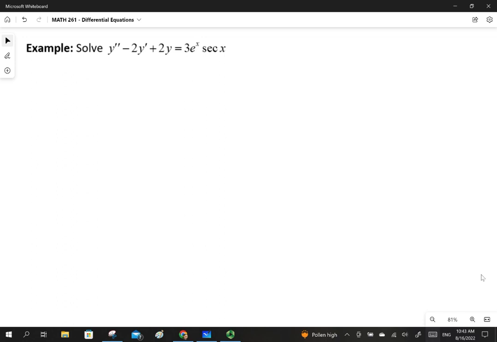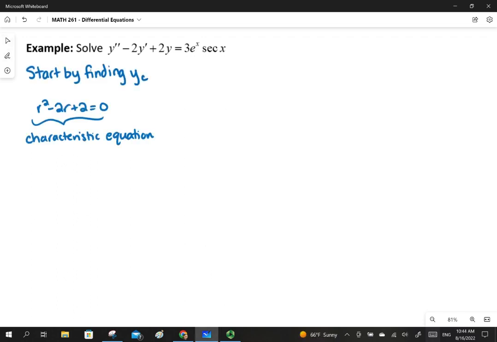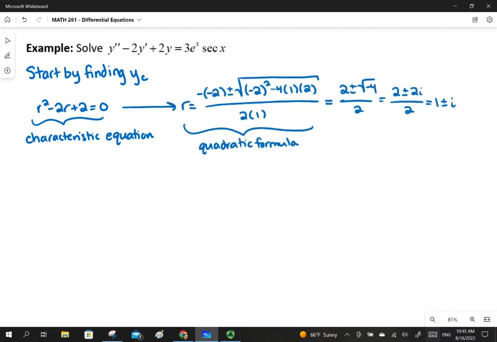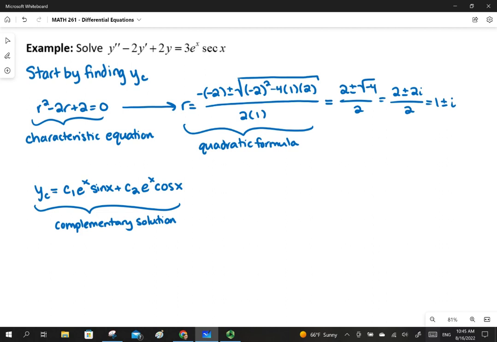To start, we still need the complementary solution yc. So I encourage you to pause the video, find yc yourself, and then press play and compare your answer and work to mine. The characteristic equation is r squared minus 2r plus 2 equals 0, which can be solved using the quadratic formula. So r is 1 plus or minus i. So yc is c1 e to the x sine x plus c2 e to the x cosine x. And that is our complementary solution.